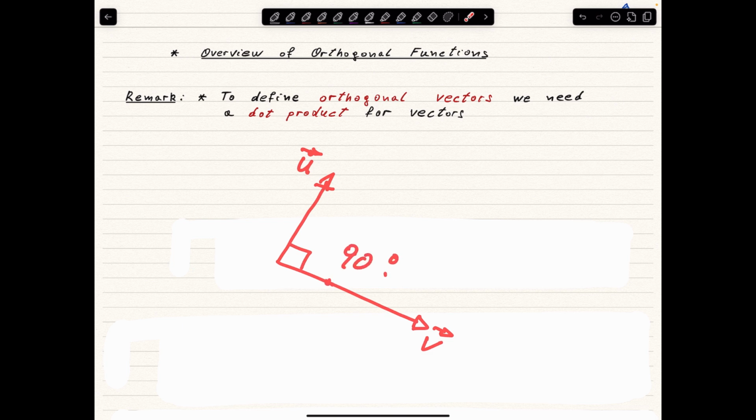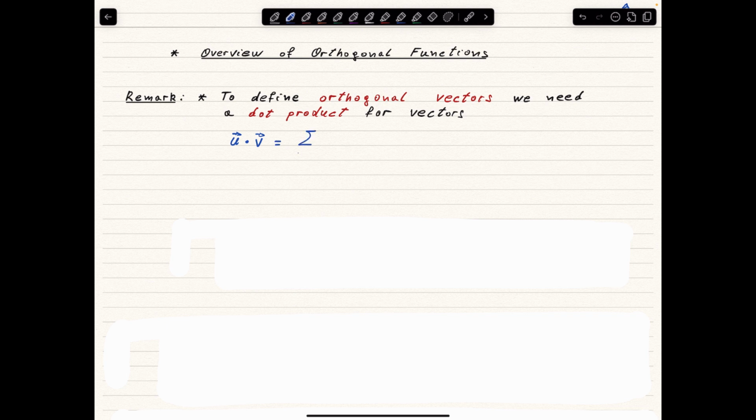One way to characterize analytically that this is happening is with the dot product of the two vectors. Recall how we define the dot product of two vectors in space. If you have the components of the vector, you do the sum from i equal 1 to 3, because we are in space, of the component ui multiplied by vi, and you add up all these multiplications. Recall this is for vectors u and v with three components, so they belong to R3.